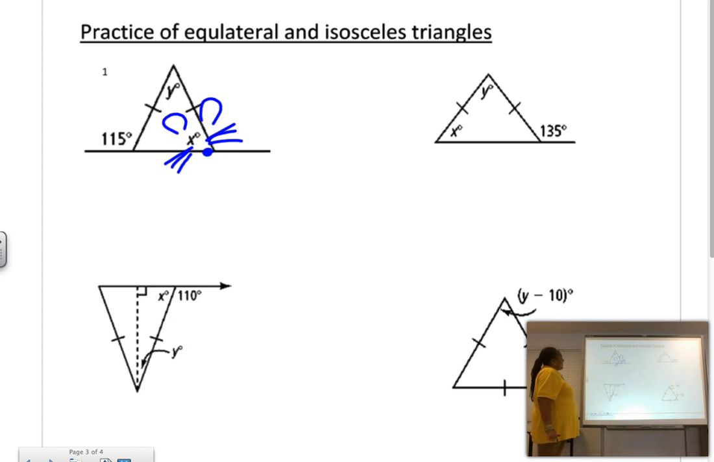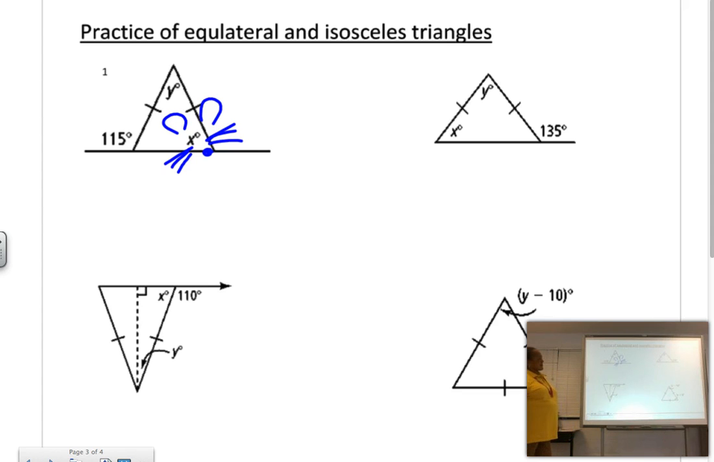So can someone help me out? Talk me through how to set up an equation. For those of you that have your heads down, if you're not paying attention, you're not going to know how to do this, and we're about to make you do these problems on your own, so you need to pay attention. Okay? Find the x first. How can we find the x value?